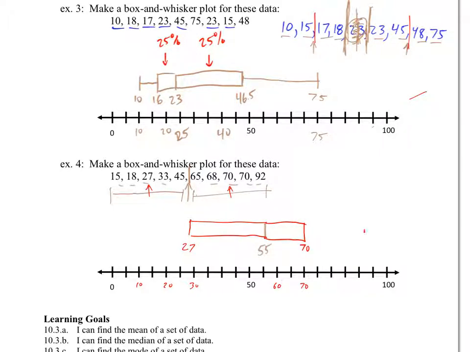Then you could go through and put in the maximum, which is about a 92. The maximum is a 92, should be about there. And minimum of 15. Cool. Make sense?